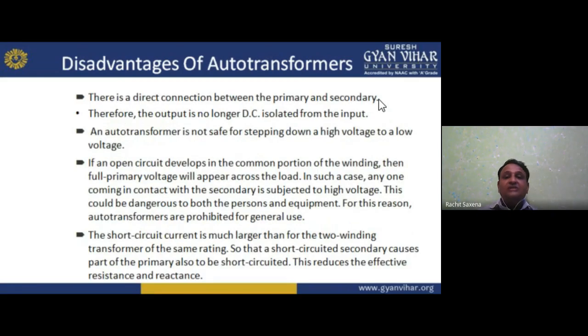Now the disadvantages of auto transformer. There are so many disadvantages also. If I am talking about them, there is a direct connection between the primary and secondary.